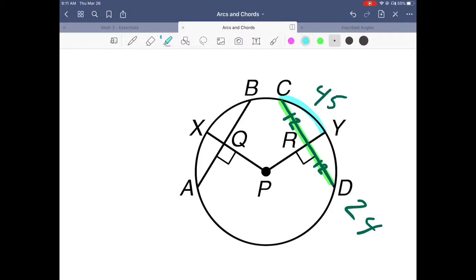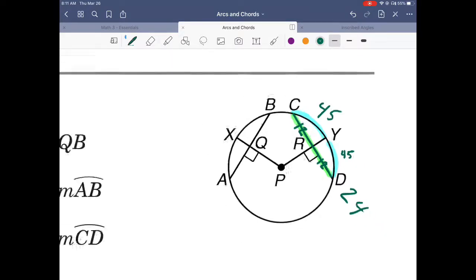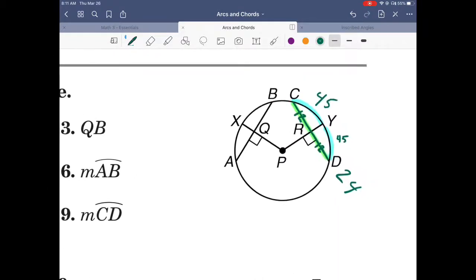If the measurements of the segments are the same, the arcs are also going to be the same. This one's also going to be 45. My other one is also going to be the same as long as they are equidistant, which we're going to assume they are. So if C to R is 12, R to D is 12, AQ is 12, BQ is 12, then the arcs that they create are going to be the same measurement. So they are both going to be 45 also.